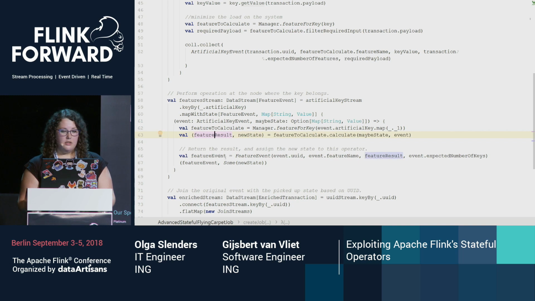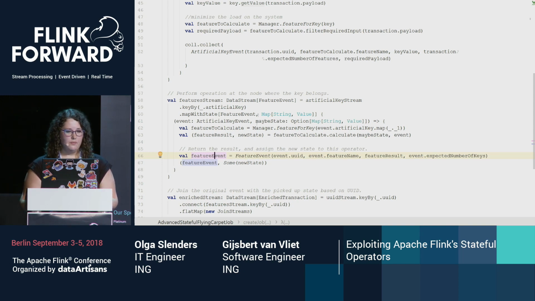Having these results, we produce a feature event, which needs to contain the unique identifier to actually know how to connect it with the other features and the original event. The feature name, to know what is actually going on there, the result, and the expected number of keys for us to know when we are ready, collecting everything. And of course, we have to keep the new state that we need for calculating future features.